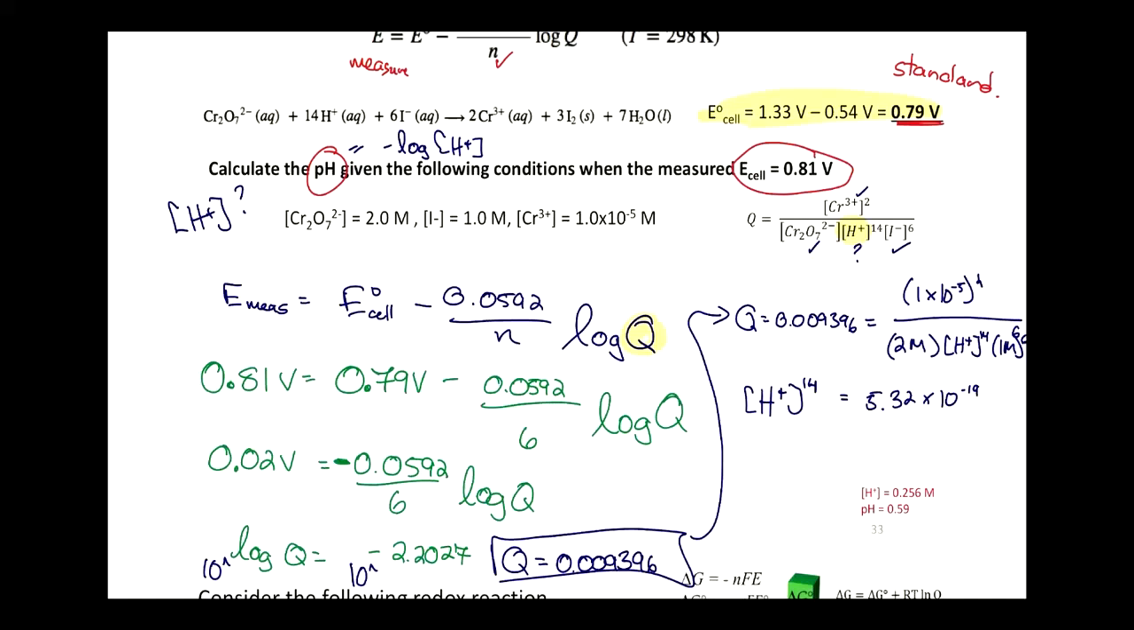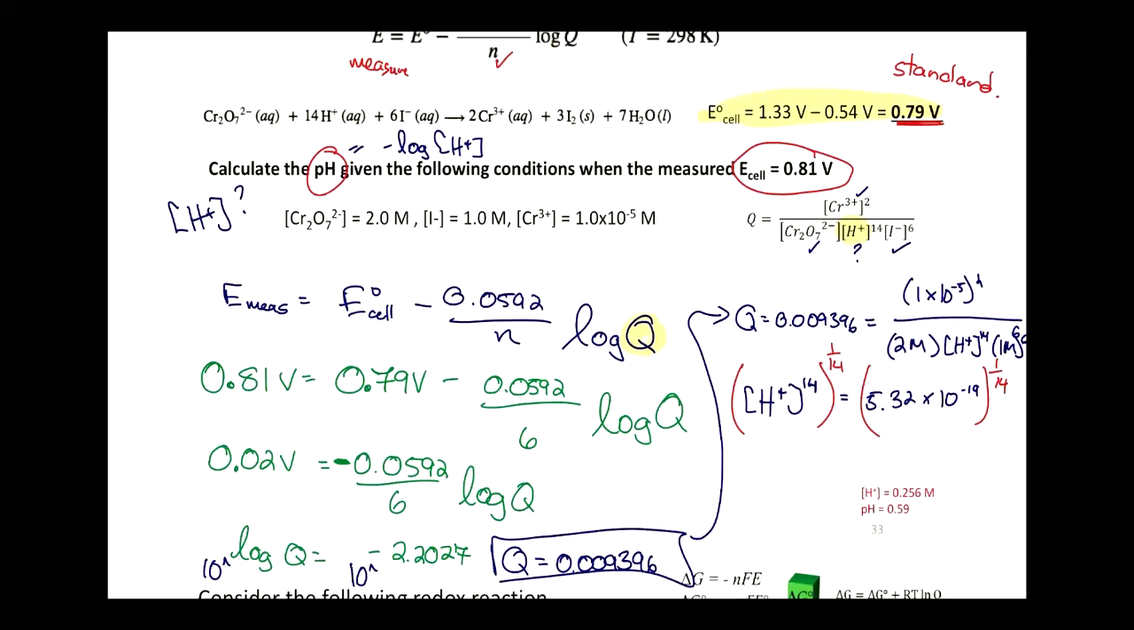All right. So how do we undo that H to the 14? Should we find the 14th root in your calculator? No, you probably won't be able to find that. So to undo H plus to the 14, what you're going to do is take both sides to the 1 over 14th power. 1 over 14.